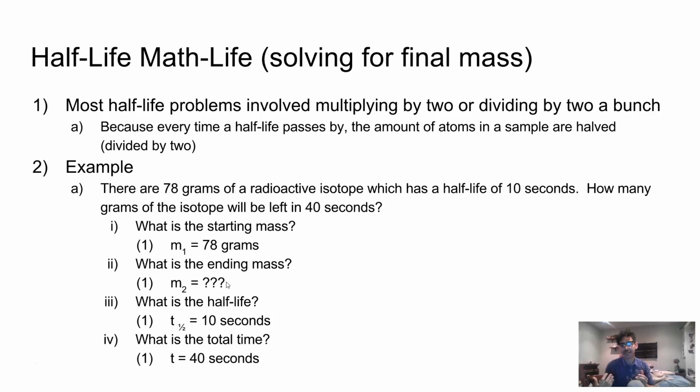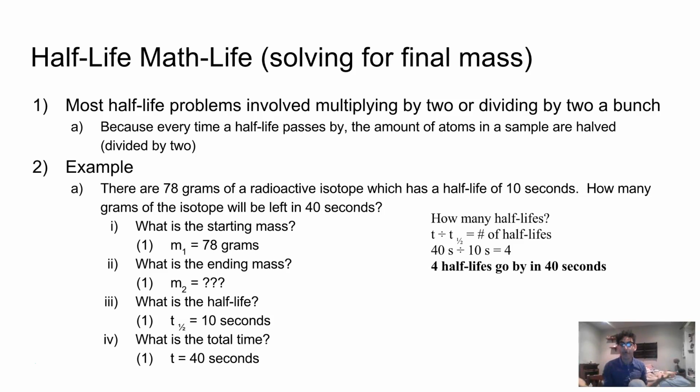So I'm going to first ask myself, over these 40 seconds, how many times does the half-life go by? If I know the full time and the half-life, I'm going to generally start by asking how many half-lives went by. The number of half-lives is going to be our total time divided by T1/2, the half-life. So 40 seconds divided by 10 seconds gives me 4. I know that 4 half-lives go by in 40 seconds. That means I'm going to cut this number 78 in half 4 times.